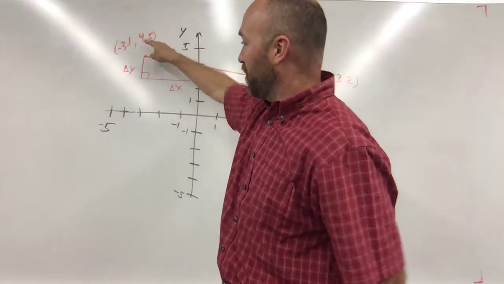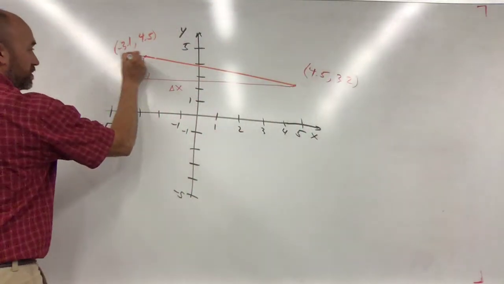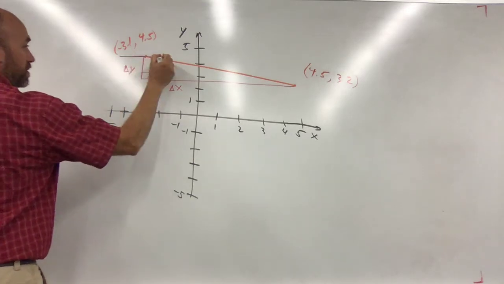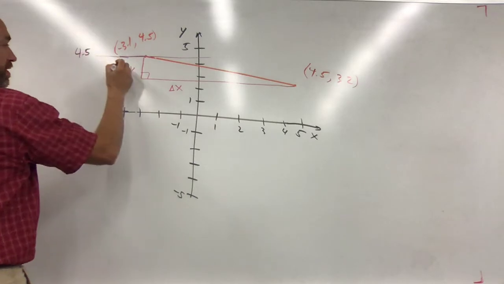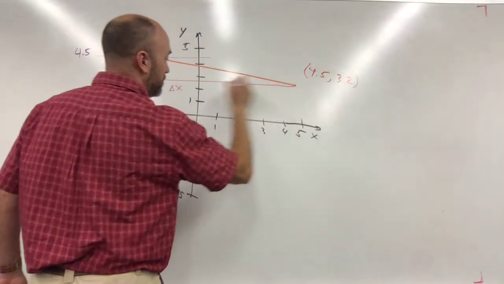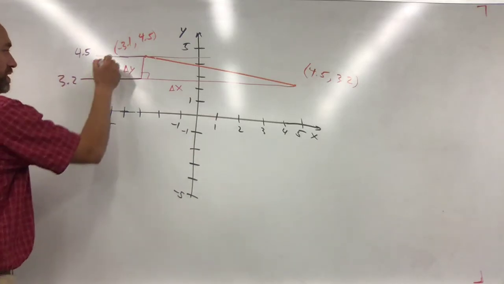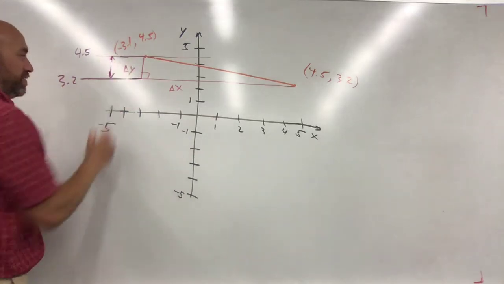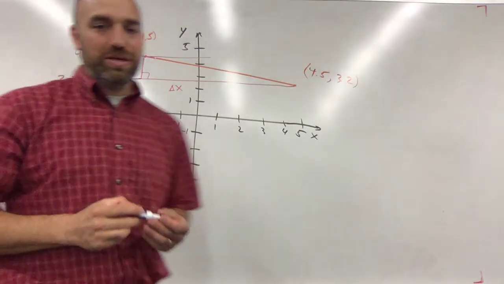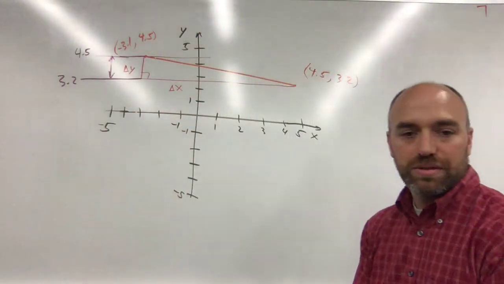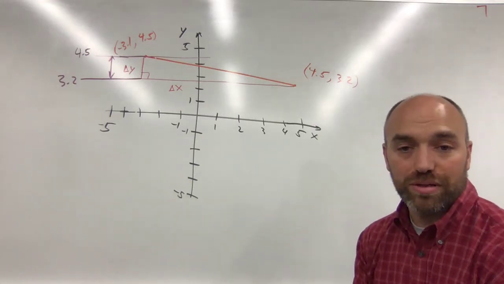Okay. So you've got a 4.5. So this one here, that's 4.5, and this one here, okay, I see what you're doing. That's 3.2, and from here to here, that's your delta Y. Does that make sense? Yes. So just subtract those two numbers, and that'll tell you your delta Y.